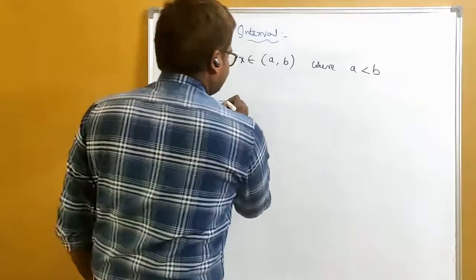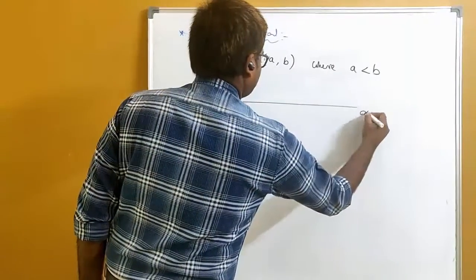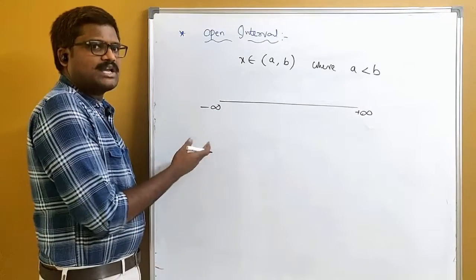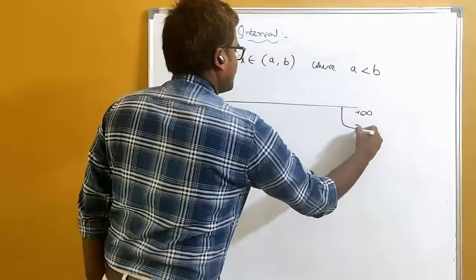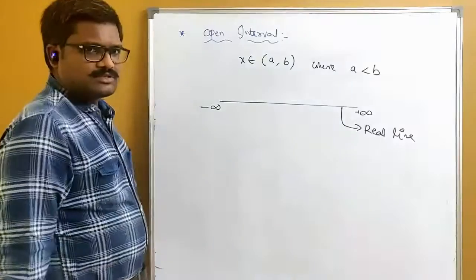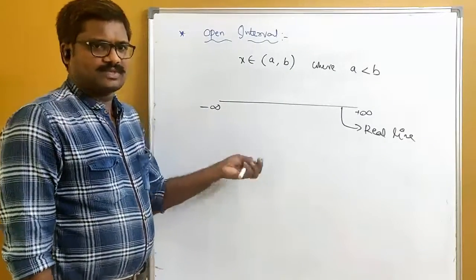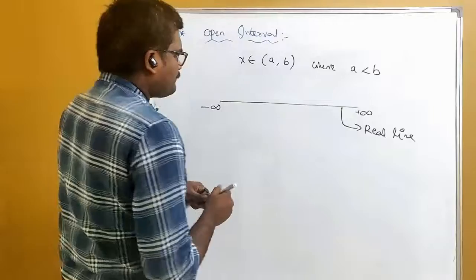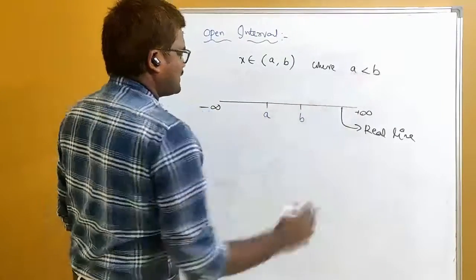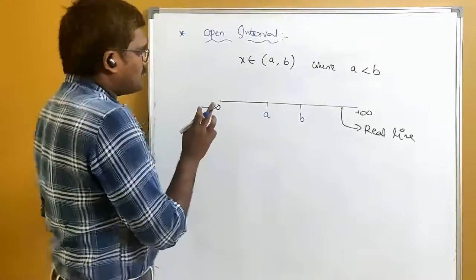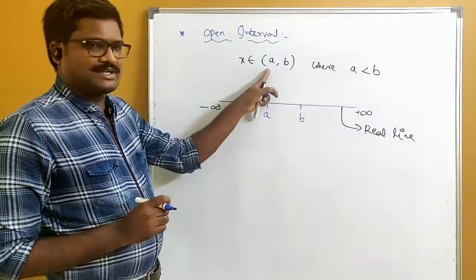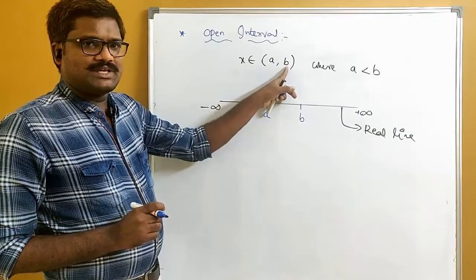For example, if I take a real number line, from minus infinity to plus infinity, real line or real numbers or real number line are all the same. So this is called the real line or real number line, which consists of all the real numbers. Usually we take it as the x-axis in coordinate geometry. Now let me consider a and b on this real number line, where a is less than b. And one more thing, when you are writing an interval, you must always write the smaller value at the left side and the greater value at the right side.